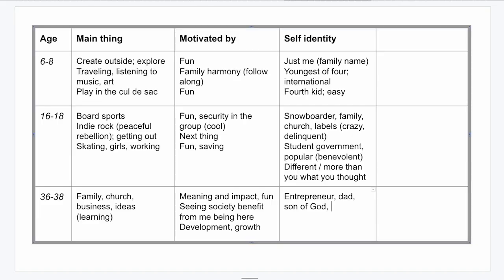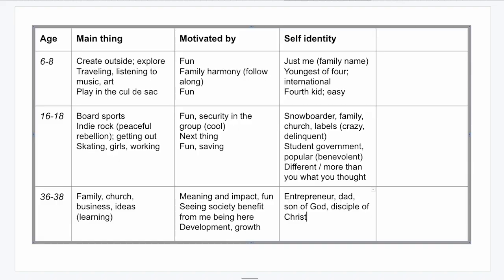Nice. And just another way of Son of God, same thing. I really am trying lately to be a follower of Jesus. So a disciple of Christ is the other one that I think I know is true of both of you, good men too. Okay, so here we've got 3 different life periods: 6 to 8, 16 to 18, 36 to 38.